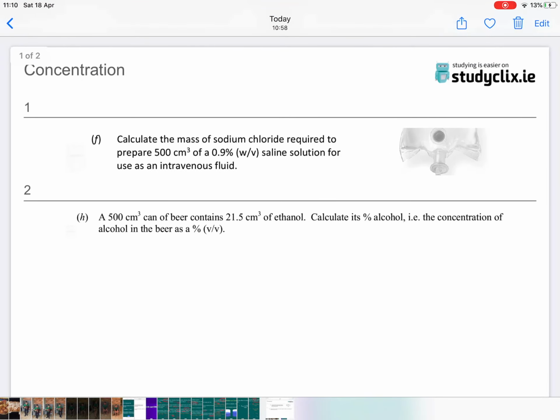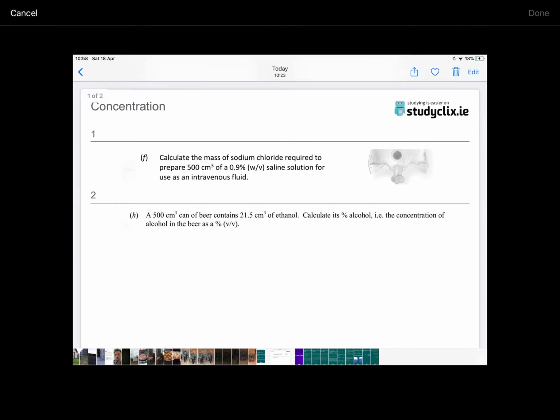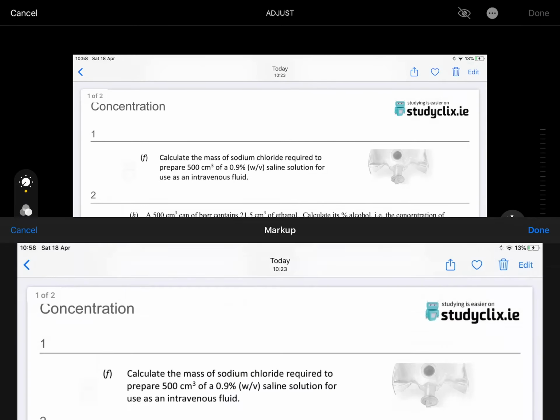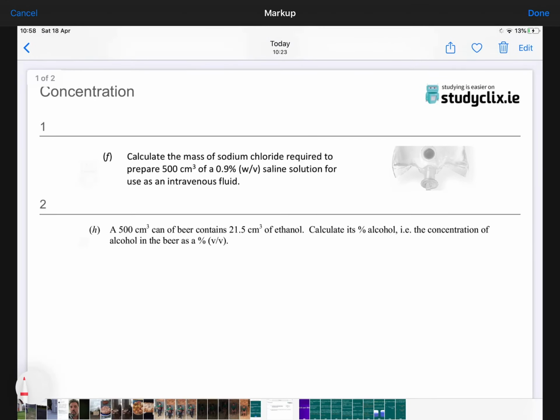Now, these are 2 exam questions that I could find on this sort of thing. Okay, so look at the first one. It says calculate the mass of sodium chloride required to prepare 500 cubic centimeters of a 0.9 solution. Now, what does that actually mean? So write it down for yourself. 0.9 W by V. W means grams per 100, always 100. And V means cubic centimeters. So that's what I have currently.